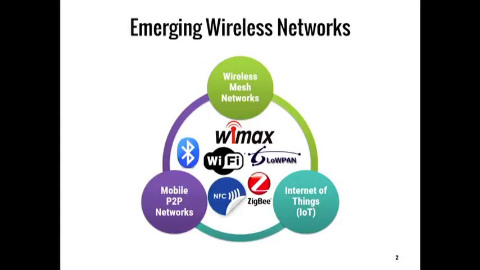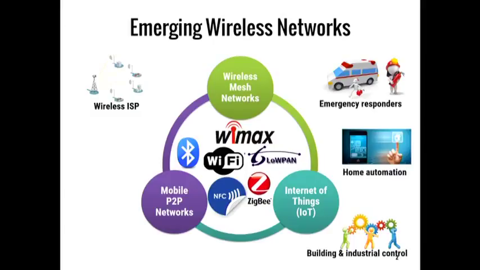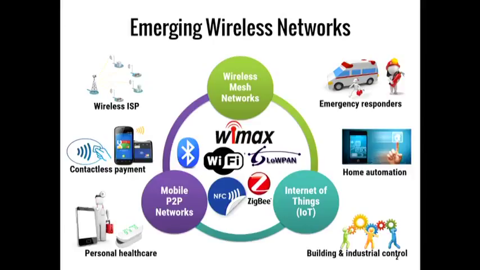With the emergence of new wireless technologies like wireless mesh, mobile peer-to-peer, and Internet of Things, being made popular by companies like Cisco and Google, there are several efforts in building critical services by leveraging these networks. These critical services include emergency responders, contactless payment, home and industrial automation, and so on. Like traditional wired networks, the core of these wireless networks also consists of several communication protocols.